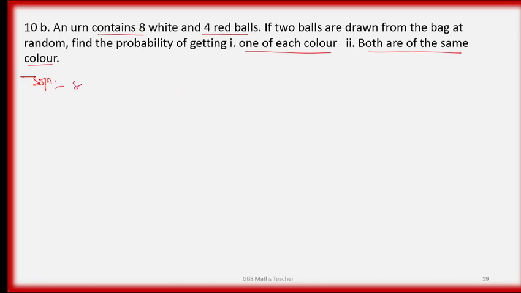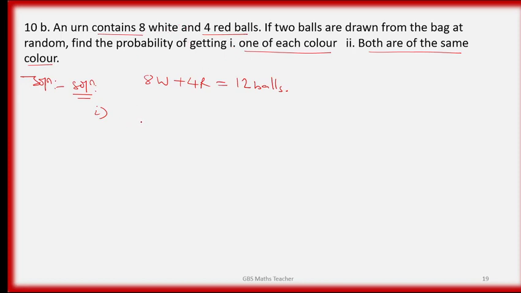I will solve this in a short way because the previous questions I solved in a long way. Total number of balls: 8 white plus 4 red equals 12 balls. And the first case: one of each color. One of each color means selecting one from white and one from red.